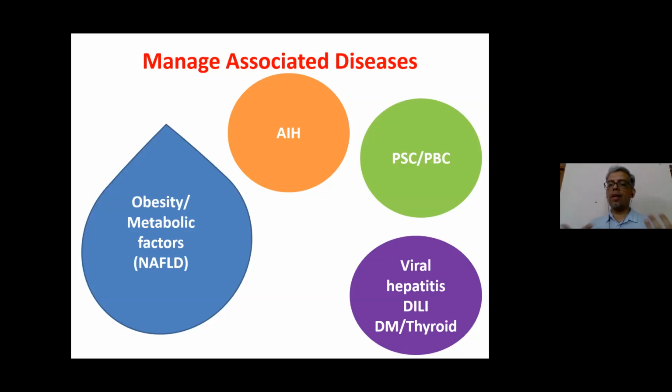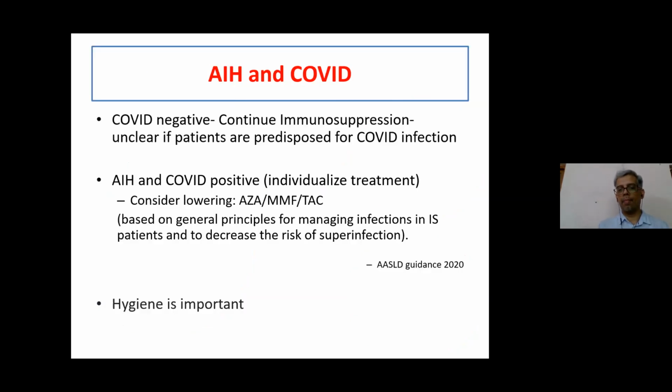Severe obesity can be associated with autoimmune hepatitis. It's important to manage both these diseases together. The scenario with COVID: we're going to see lots of COVID in the next couple of months. I hope it goes better than what is being predicted.